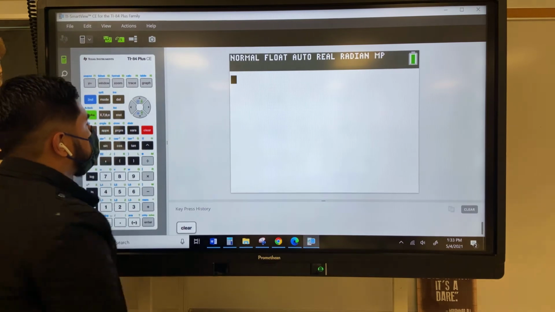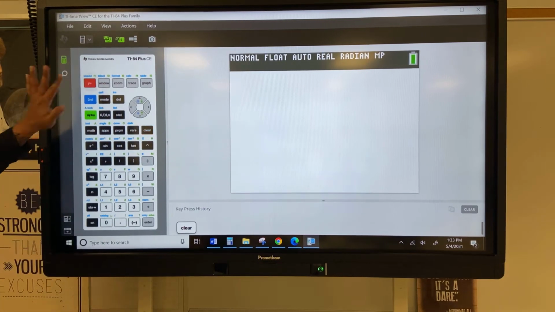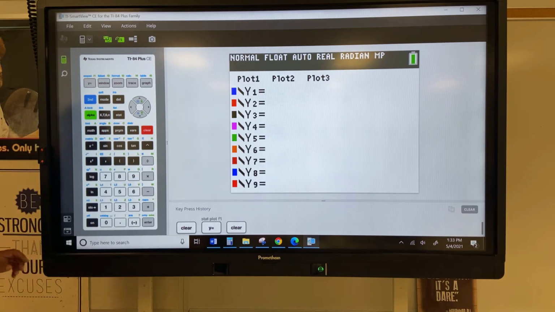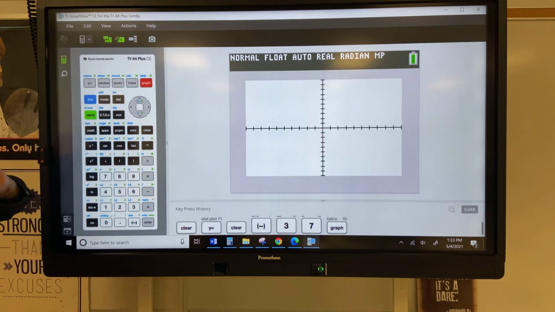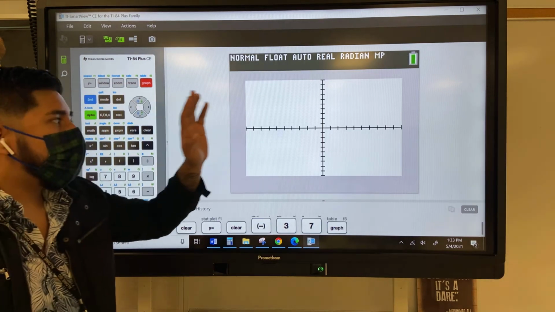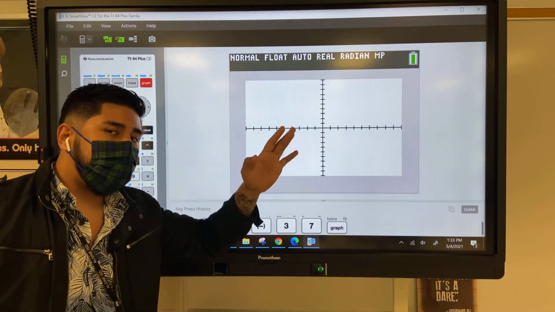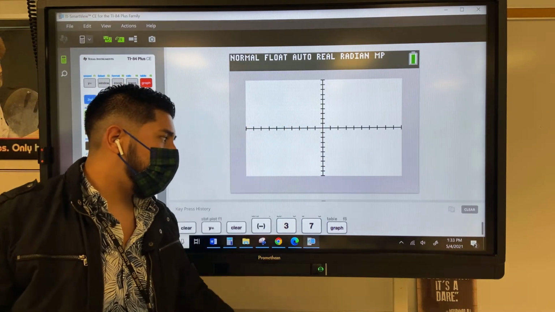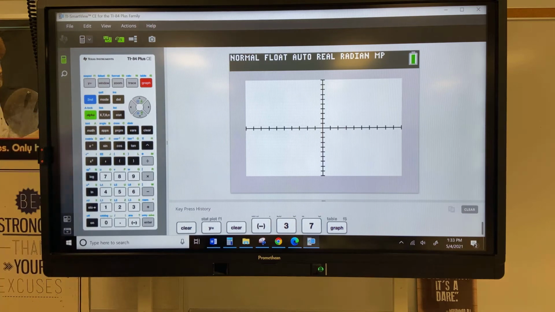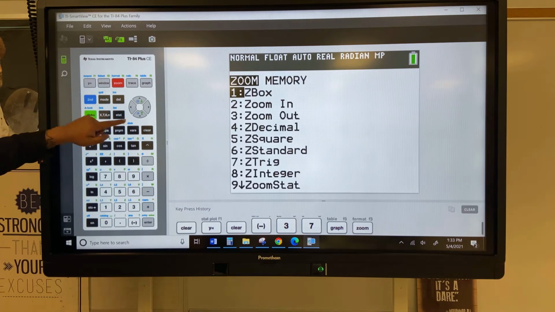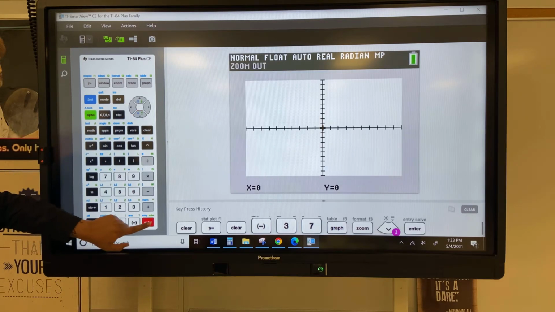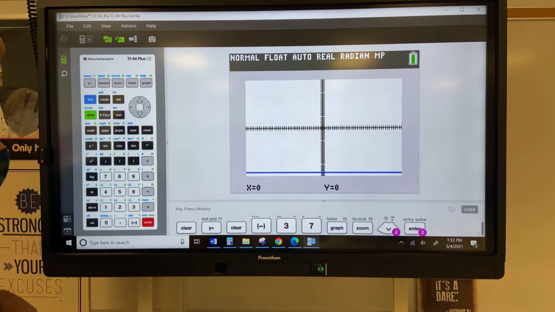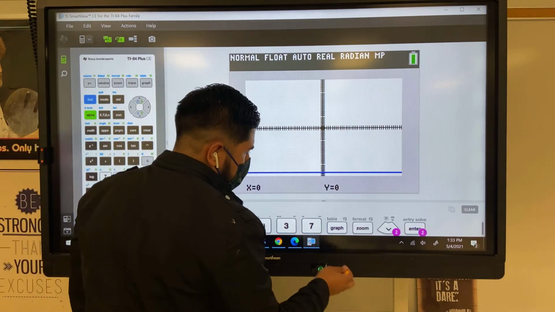Let's check it out. Y equals is in the corner. Clear that. -37. Graph. So it's not going to pop here on the calculator because it says -37. Where's negative? All the way down here. So how do I get there? Let's do zoom out. There's my blue line. Real quick hint.